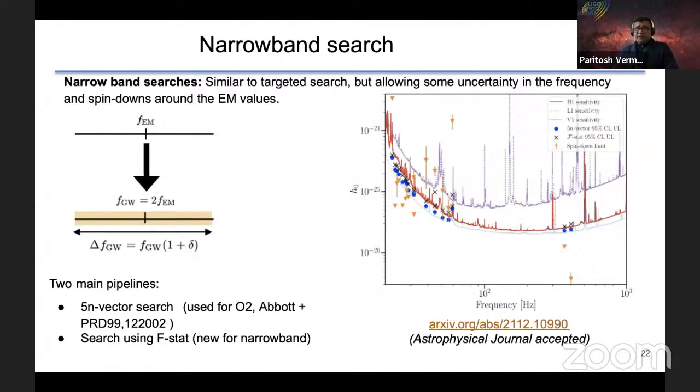We use two different methods for this search. One is the 5n-vector search, and the second one is the F-statistic. On the right hand side, you can see the plot for our searches, and the paper has already been published. Next slide, please.